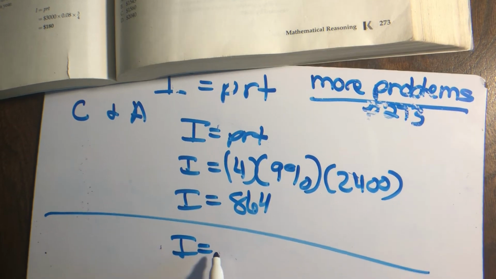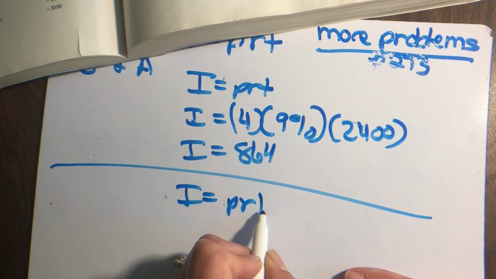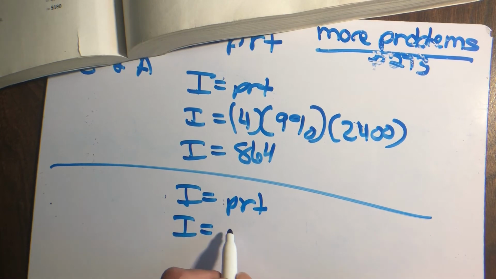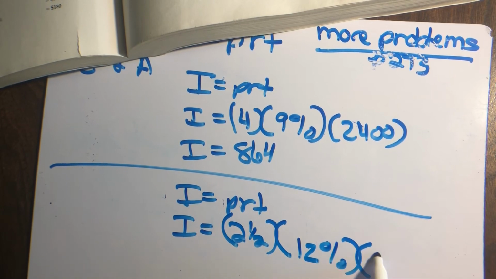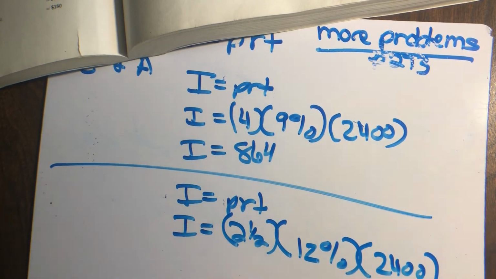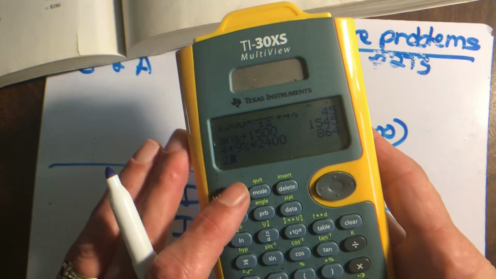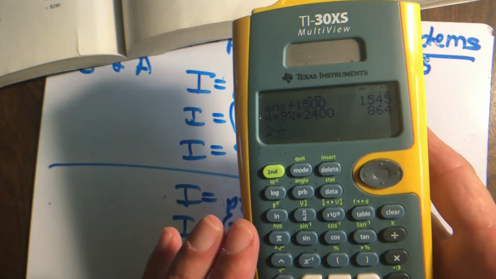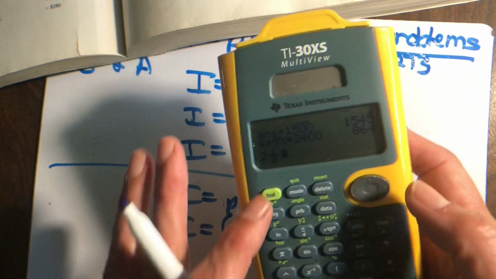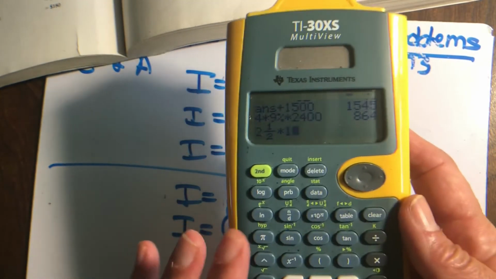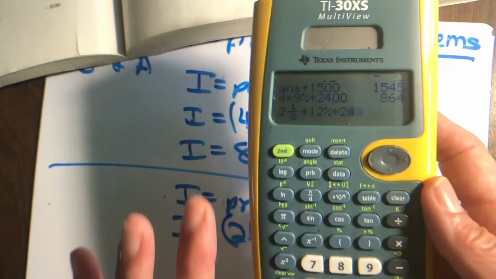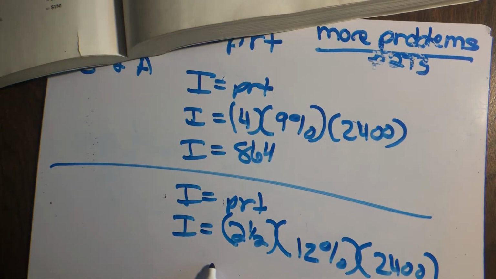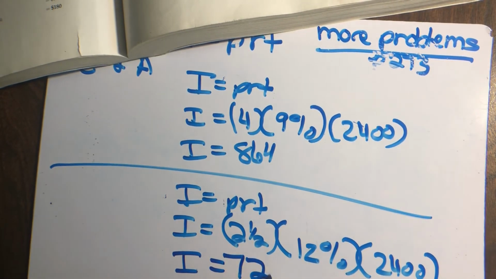A is I equals PRT. Write it down. We're looking for I, and you got 2.5 years. And you got 12%, and you still got $2,400 that the person borrowed. So you put that in, so it's 2, second N over D, 1/2 percent times 12% times 2,400, and that's 720. Now wait, we're not done.